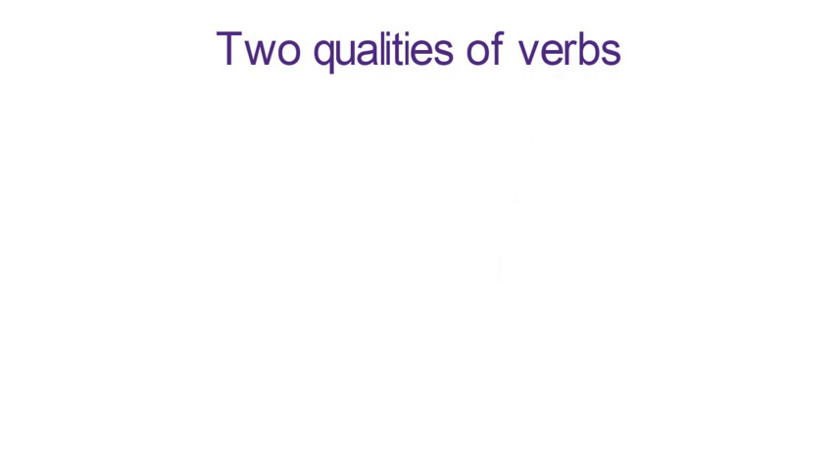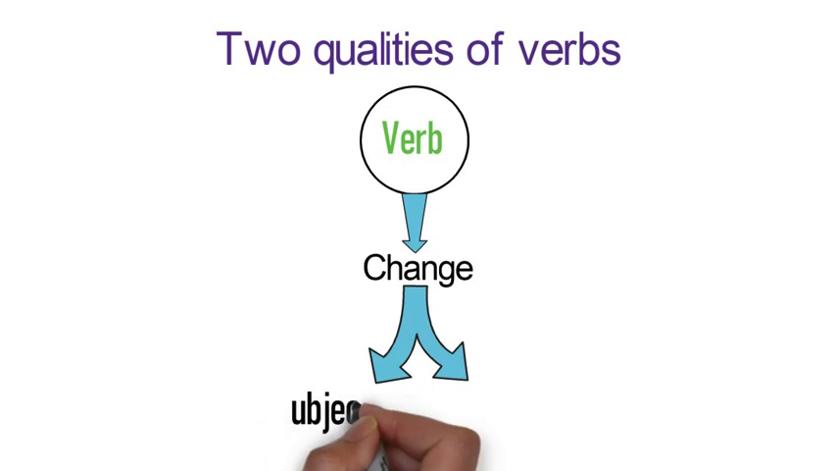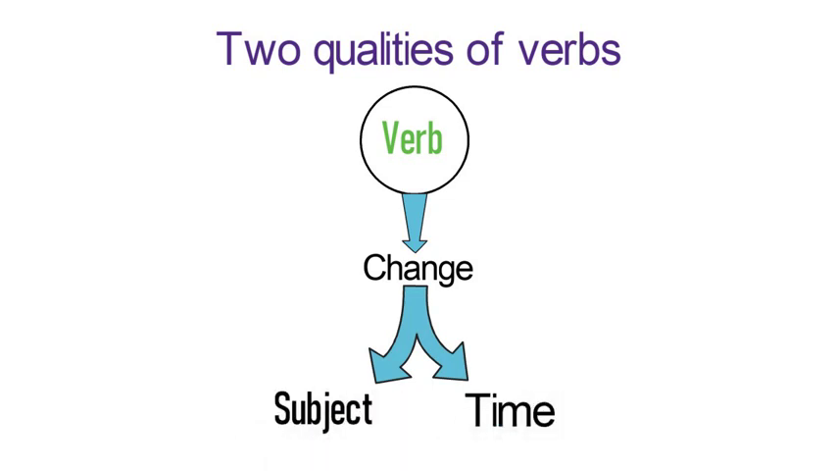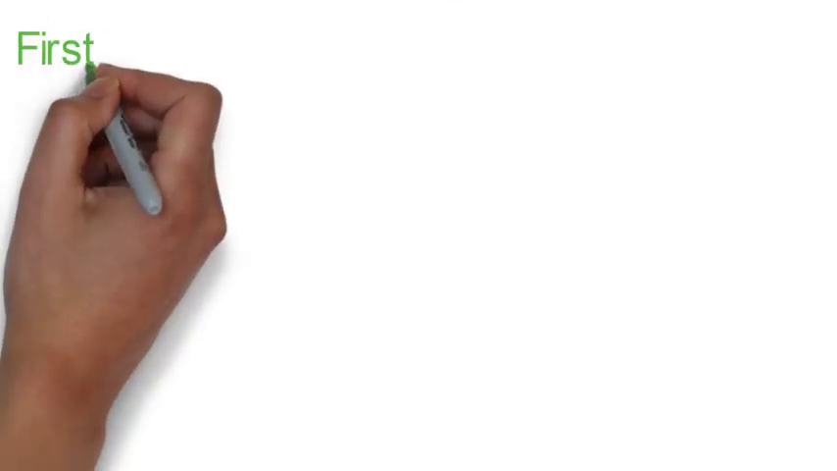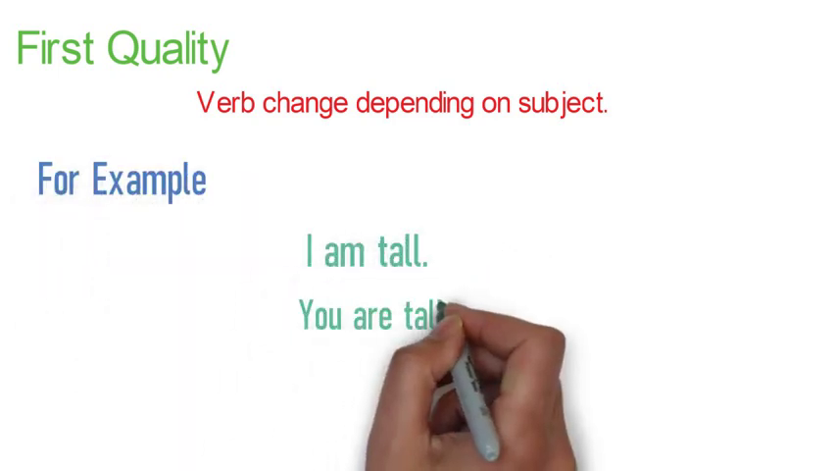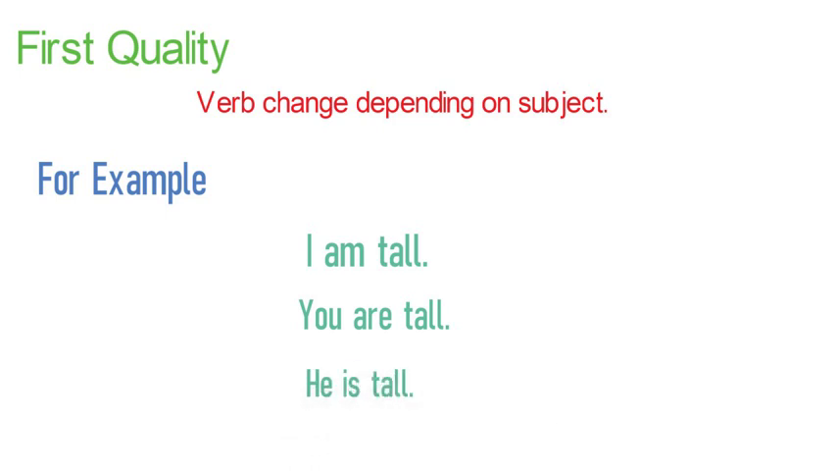Firstly, we'll talk about the two qualities of verbs: that a verb changes on the basis of subject and time. Let's understand how subject and time change the verb. The first quality of a verb is that the verb changes depending upon the subject. For example, I am tall, you are tall, he is tall. In all these sentences, the verbs are am, are, and is. According to the change in subject, the verb also changes.